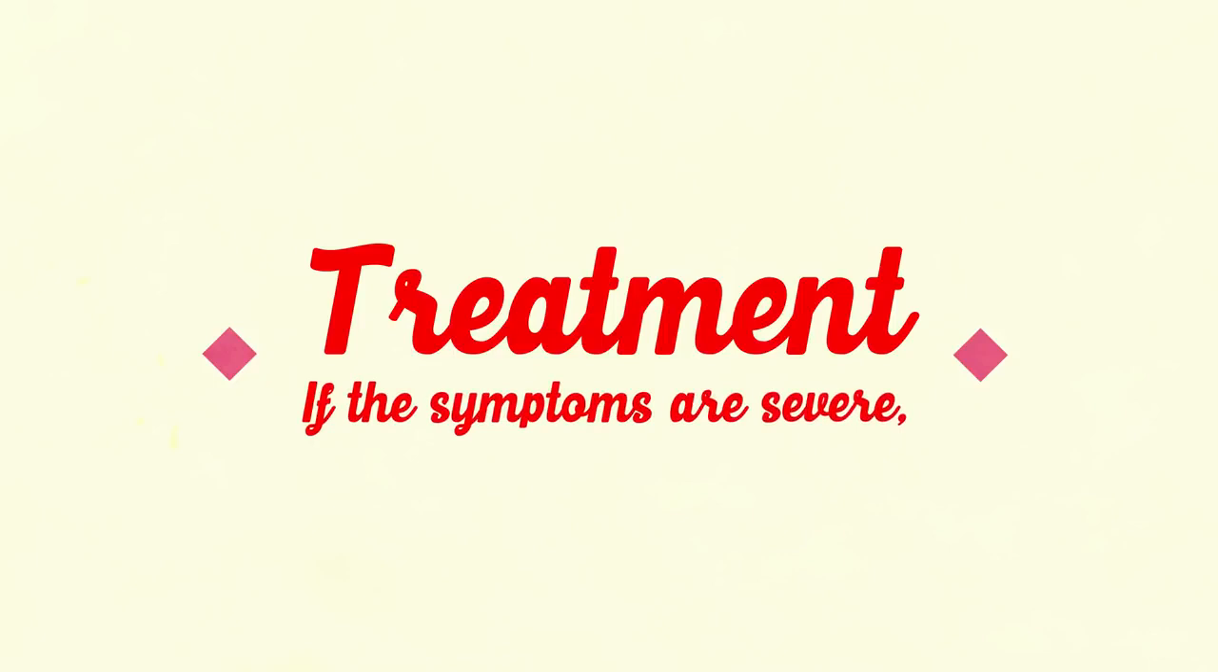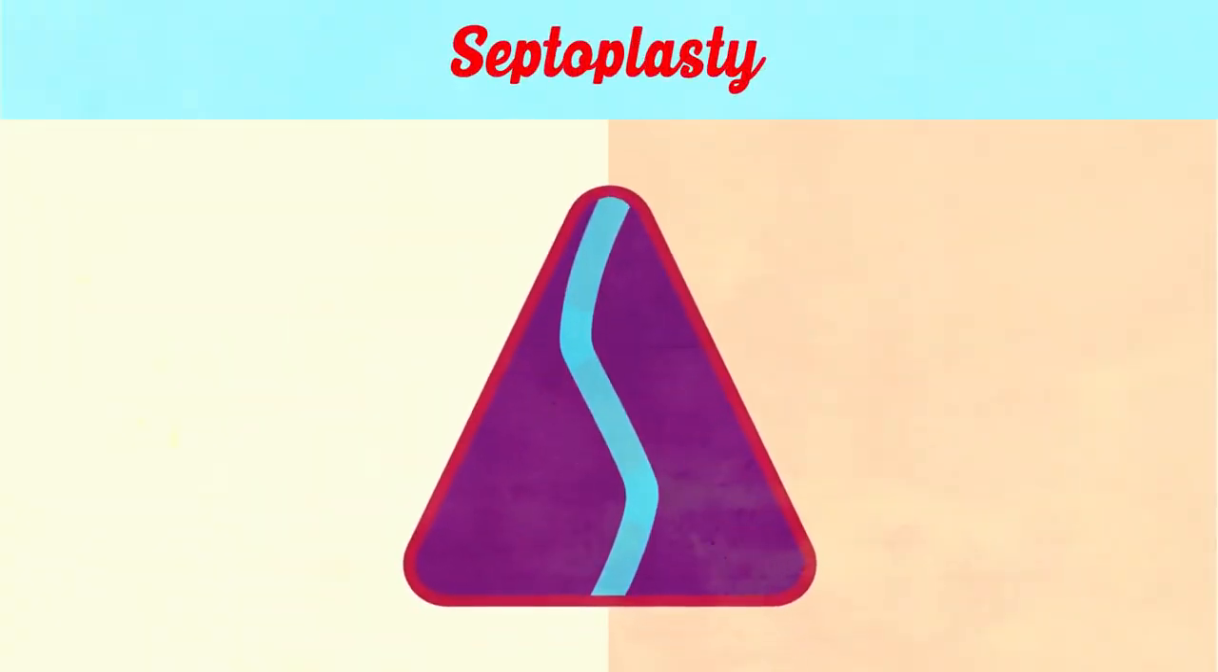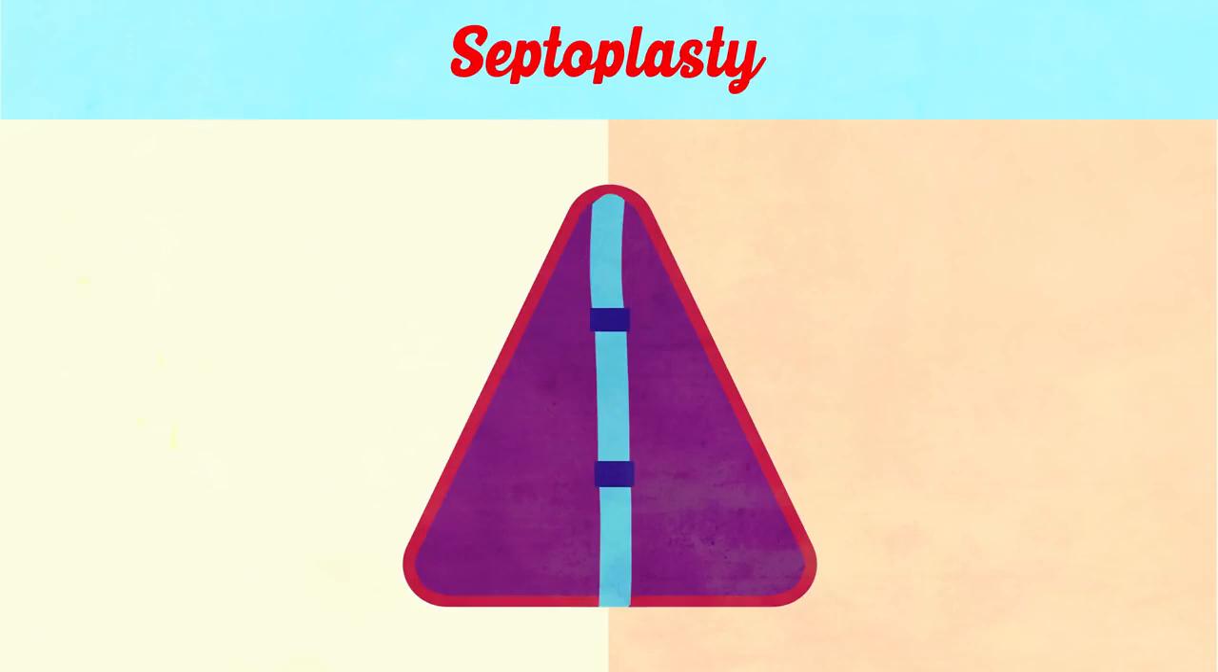Treatment. Minor cases of DNS require no treatment. If the symptoms are severe, then on reaching the age of 17, we can opt for septoplasty, in which the most deviated parts of nasal septum are removed, and the rest of septum is corrected and repositioned using plastic means.